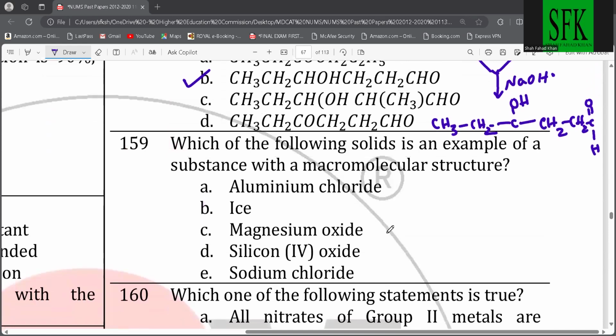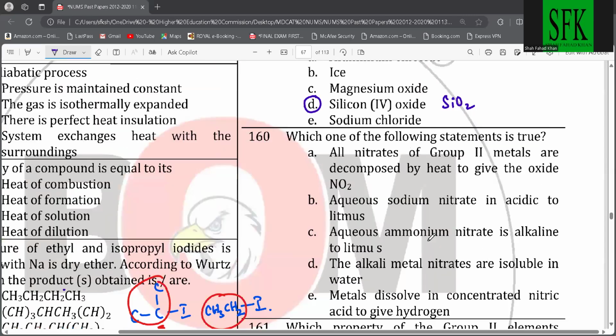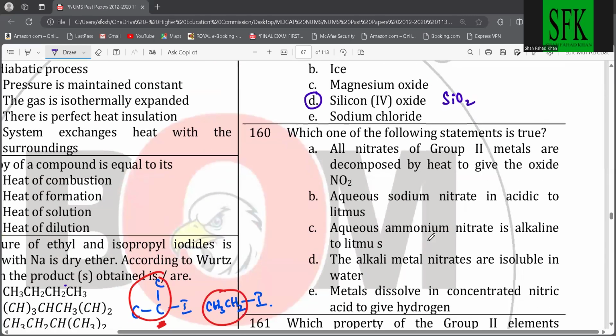Which of the following solids is an example of a substance with a macromolecular structure? Silicon dioxide or yeah, silicon 4 oxide. SiO2 is the one. Okay, which is a giant molecular structure. Which of the following statements is true? All nitrates of group 2 metals are decomposed by heat to give oxide and NO2. No, that's not the case. All nitrates are going to be broken down to produce NO2, oxide, and oxygen.